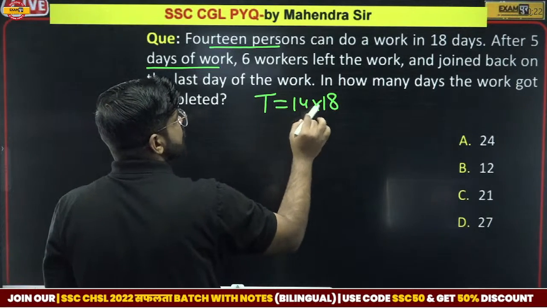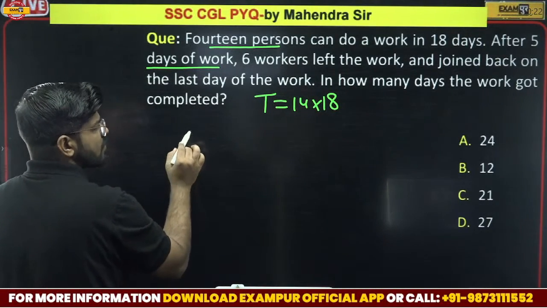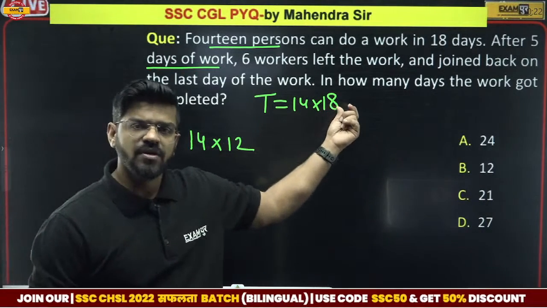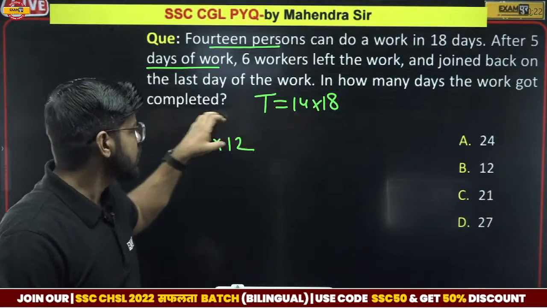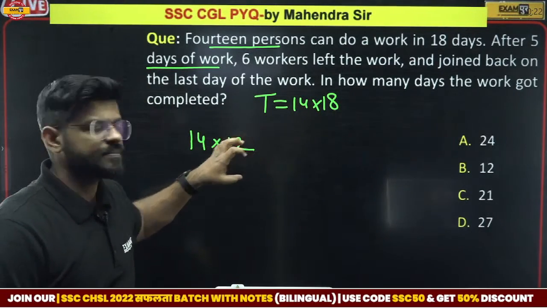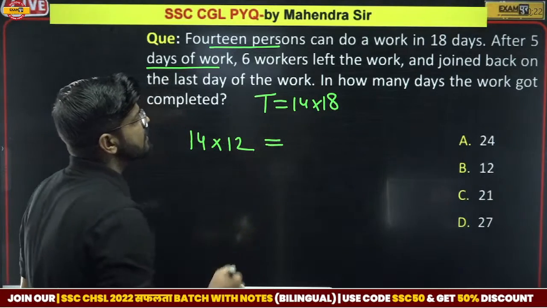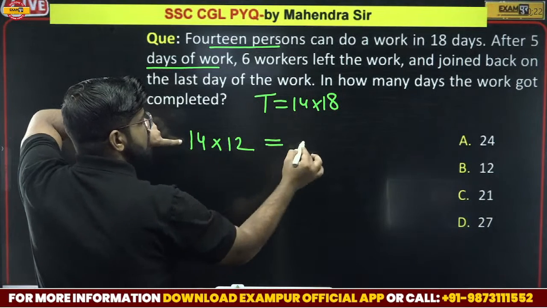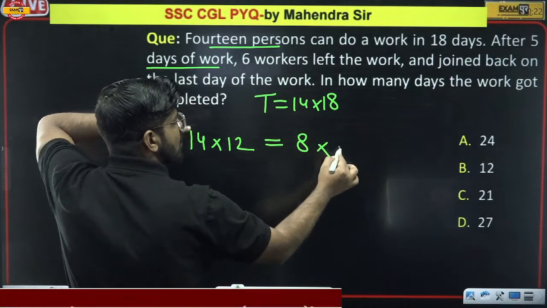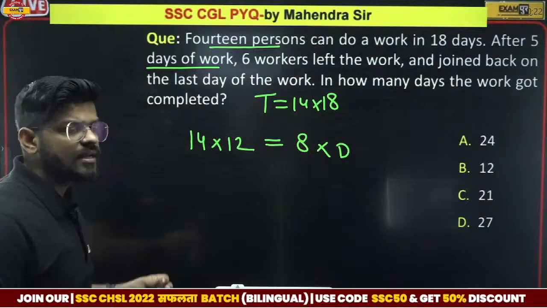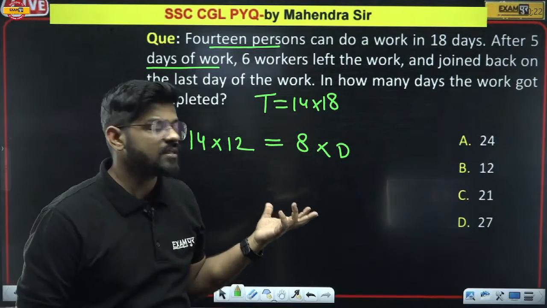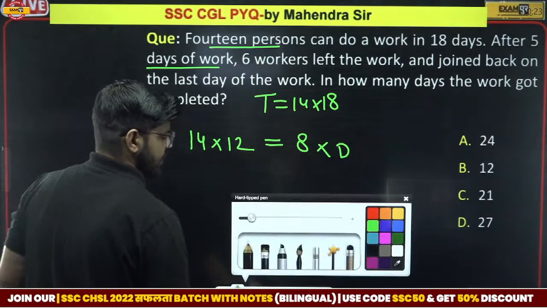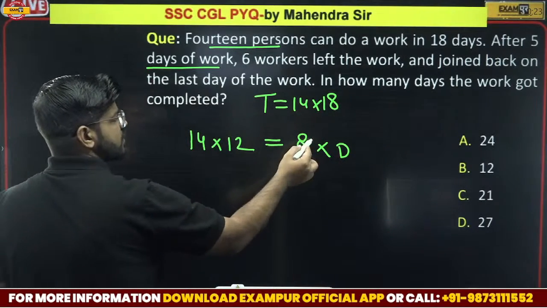So they have worked for 6 days. That means the remaining work is 14 into 12. Six days of the work they have completed, only 14 people's 12-day work is left. And now how many people are there? 6 workers less, that means 8 workers are there. Now I have to calculate in how many days the workers will complete these 12 days of work. Now just divide it by 4.